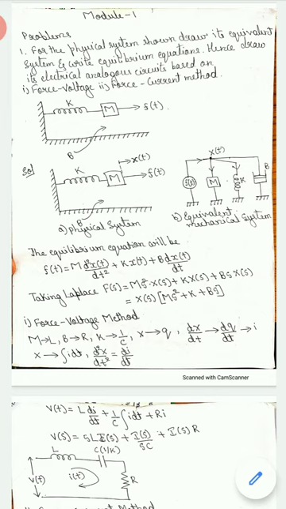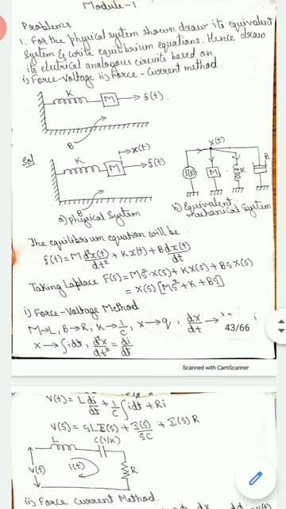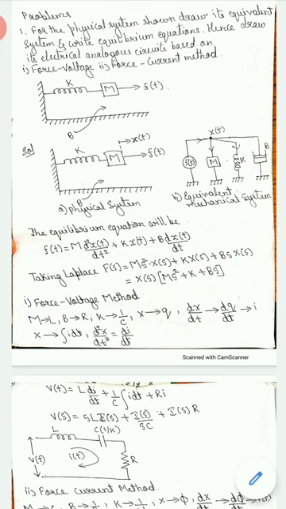See here, mass will be displaced by amount x. If mass exists, then there is a displacement. Force f of t is equal to mass into acceleration. In the physical system where mass exists, write x of t, that means the mass will be displaced by amount x. That is x of t, and k and b are also connected for x of t.